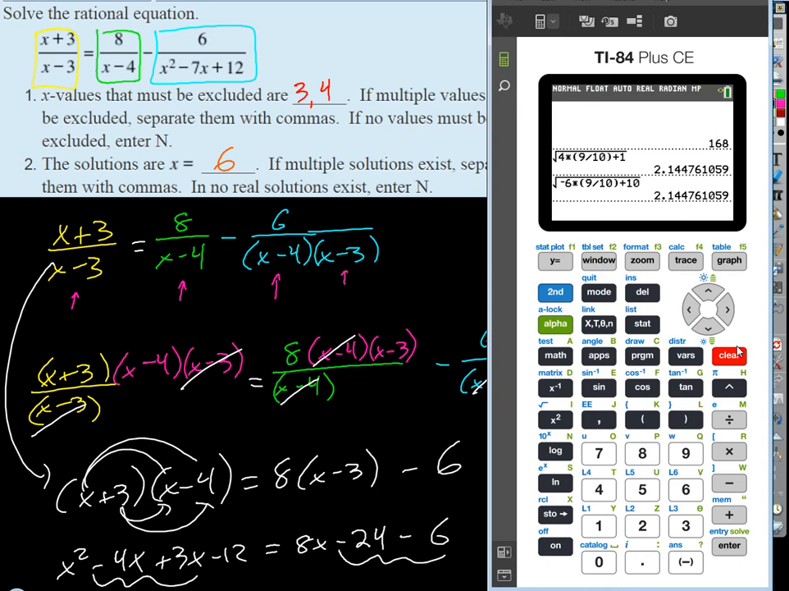If I plug in the value 6, what would I get? I would get my first fraction on the left side. I would get 6 plus 3 is 9 over 6 minus 3 is 3. So 9 over 3 is 3. Okay, that's pretty easy. What about the right side?